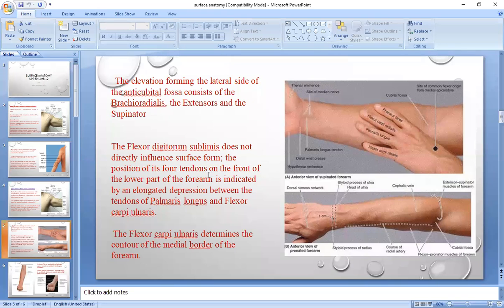The position of its four tendons on the front of the lower part of the forearm is indicated by an elongated depression between the tendons of the palmaris longus and flexor carpi ulnaris. See the depression, and the most medial structure is nothing but the medial border of the forearm. If you see, the entire medial border of the forearm is occupied by one muscle. What is that? Flexor carpi ulnaris.